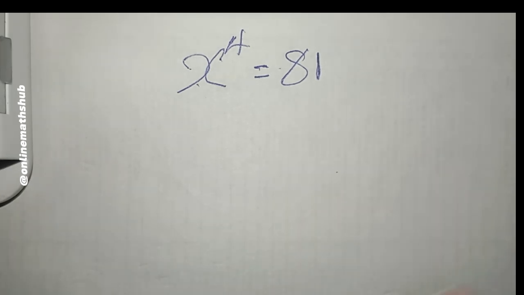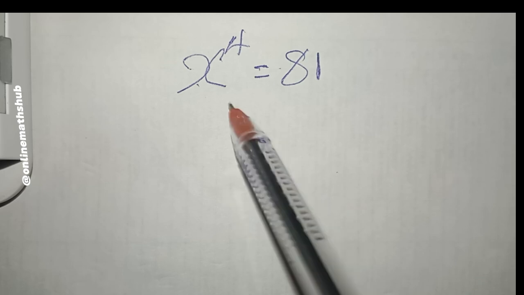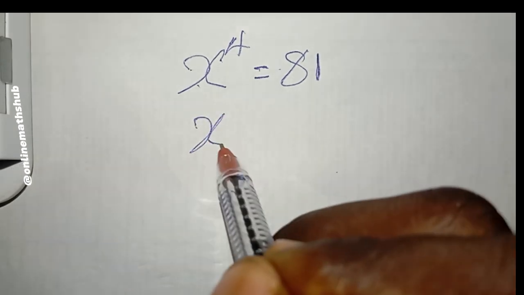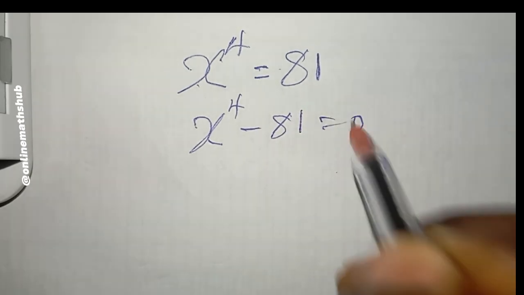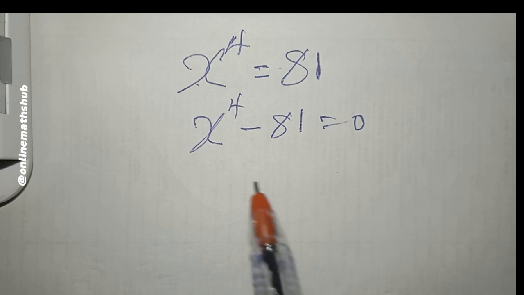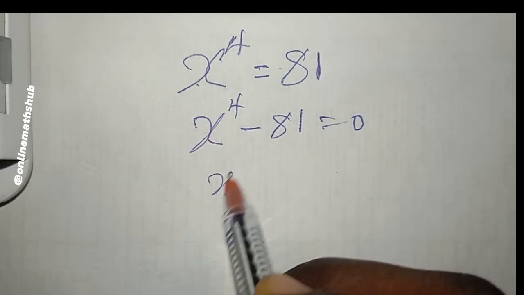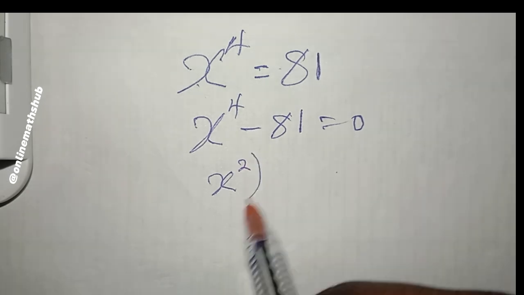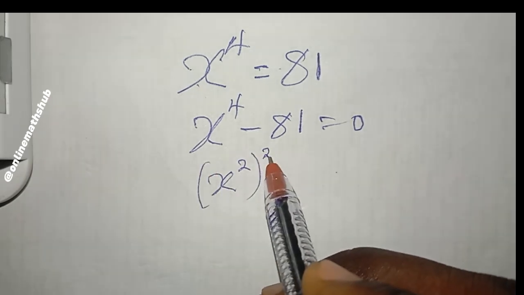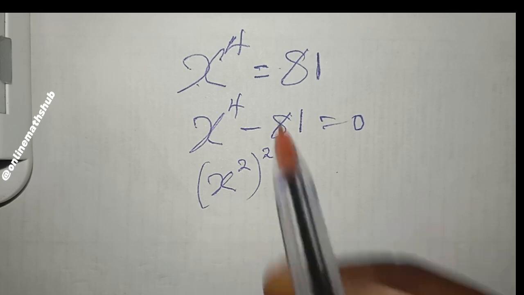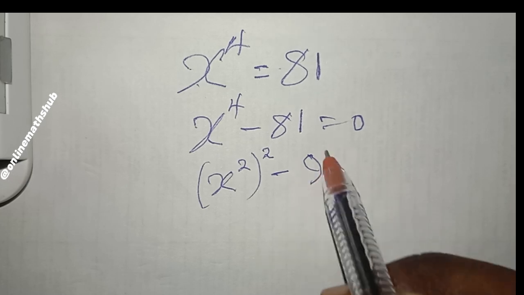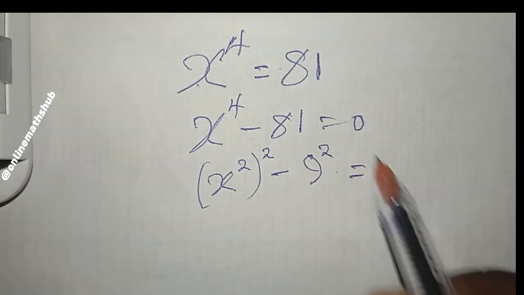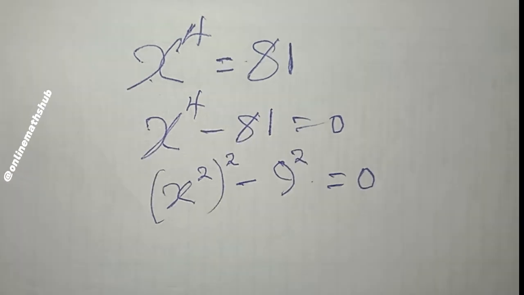Okay, so this is pretty much cool. I'm just going to bring this 81 to the left hand side, so that I have x power 4 minus 81 is equal to 0. Okay, so I can actually write this x power 4 as x power 2, all raised to power 2. And then of course I can write 81 as 9 power 2, is equal to 0. And of course you can see I've got some nice expression.